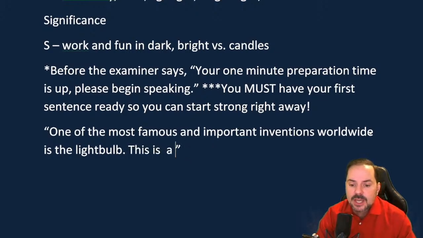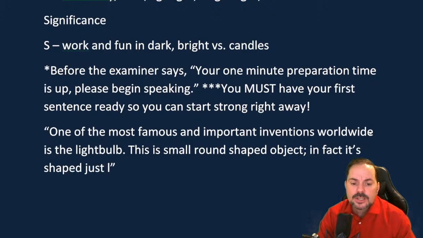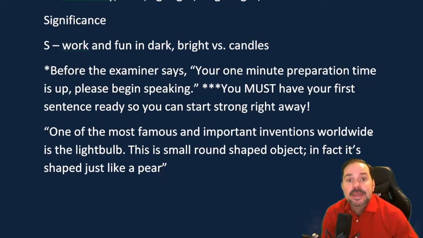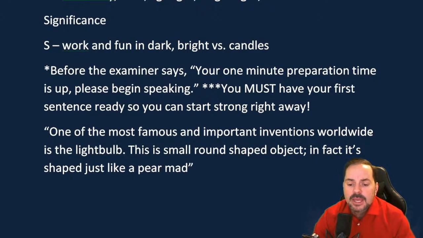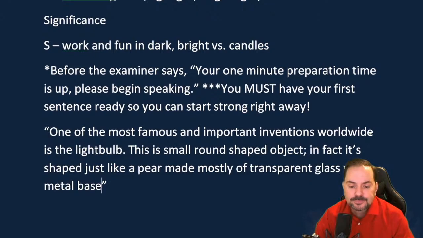So this is a small, round-shaped object. In fact, it's shaped just like a pear. Okay, if you know the word pear, the fruit, a light bulb looks like a pear, and we actually say it's pear-shaped. So this is a small round-shaped object. In fact, it's shaped just like a pear, made mostly of transparent glass with a metal base.